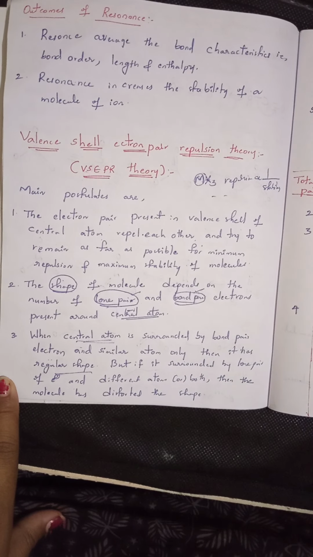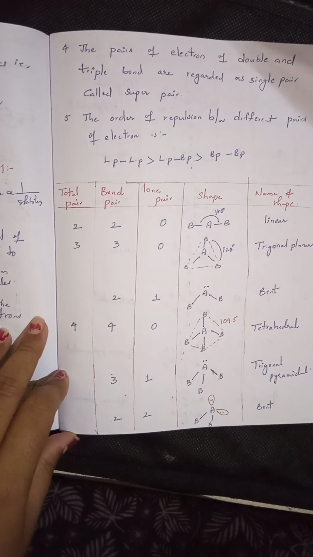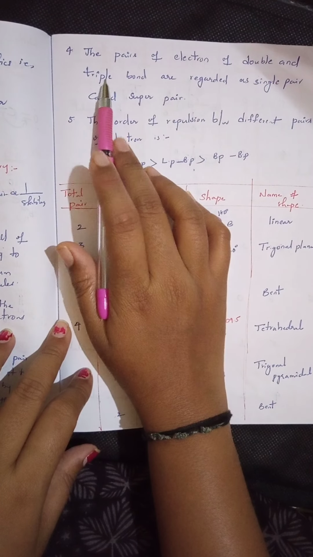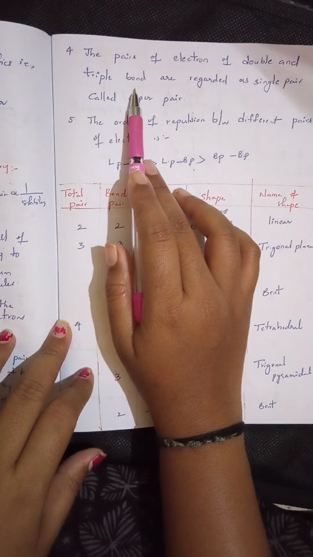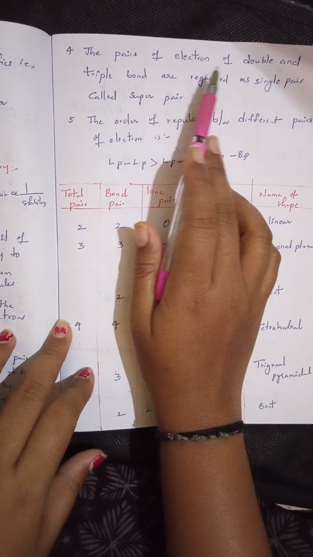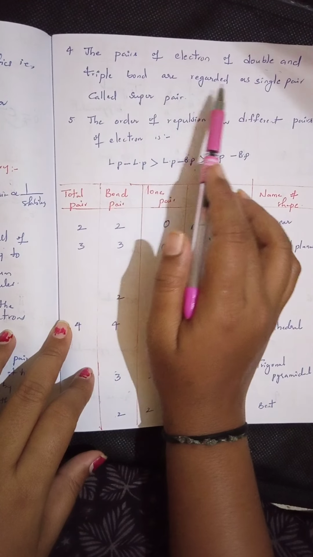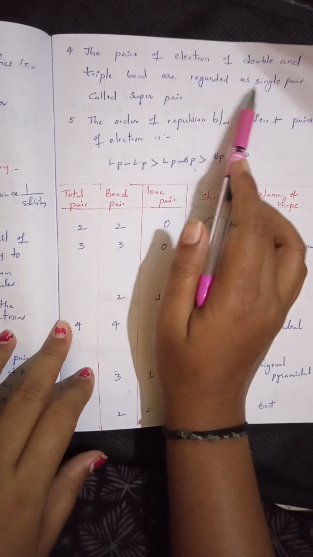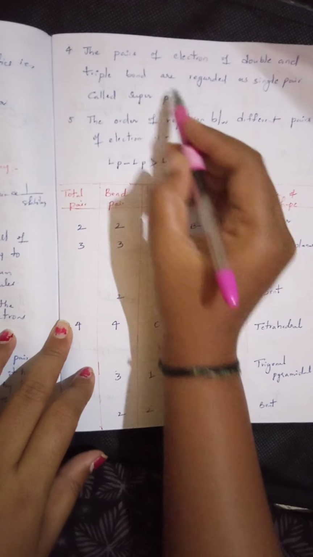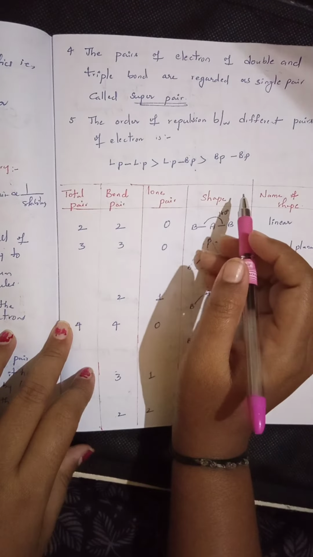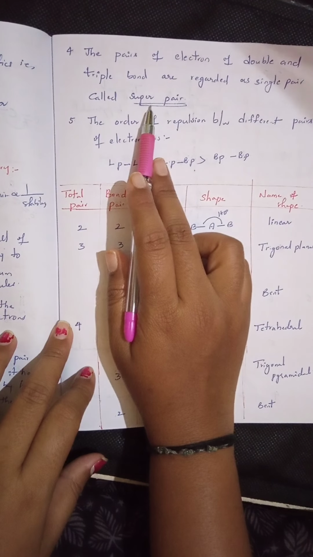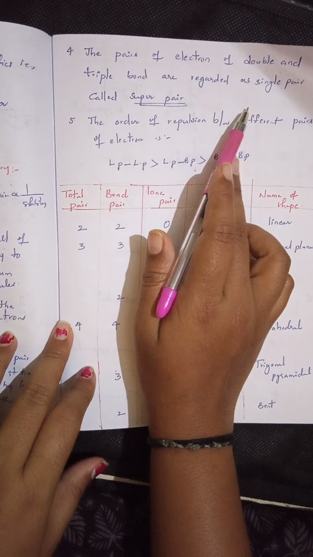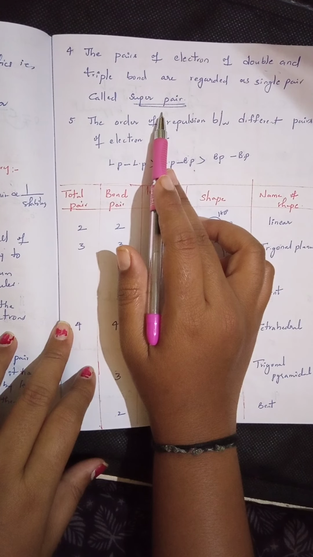Now we'll see the next postulate. The pair of electrons of double and triple bonds are regarded as a single pair of electrons, which is also known as a super pair.